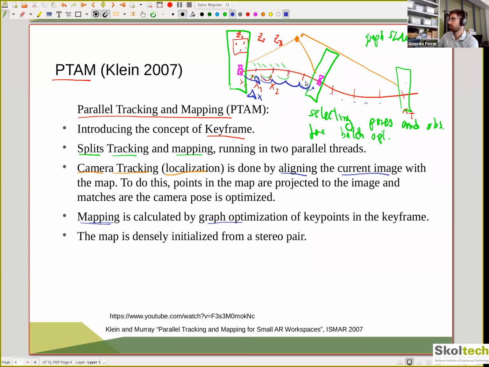And I think this method is still very influential in many works that we'll see later. So if I can just summarize, we have keyframes, and then there are other things about initialization and all this. You can take a look at the video because it's very fun. They do kind of the evaluation on augmented reality environments.